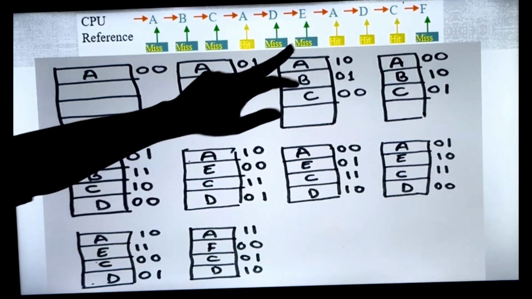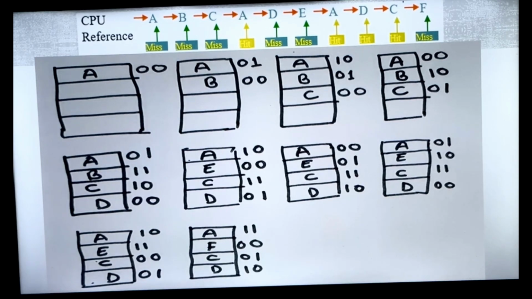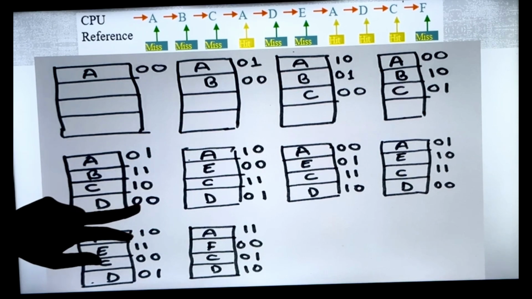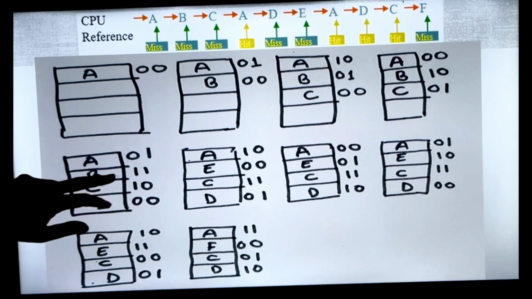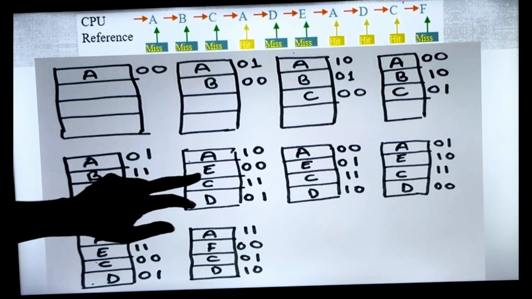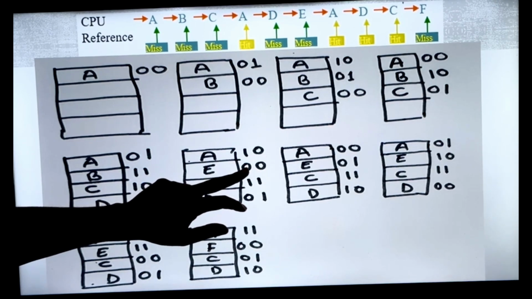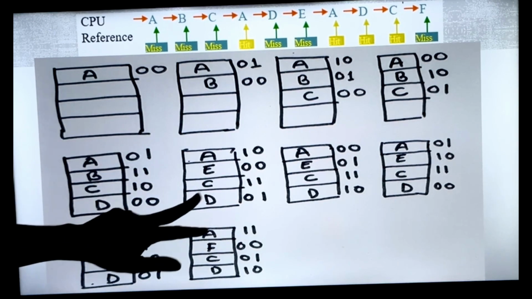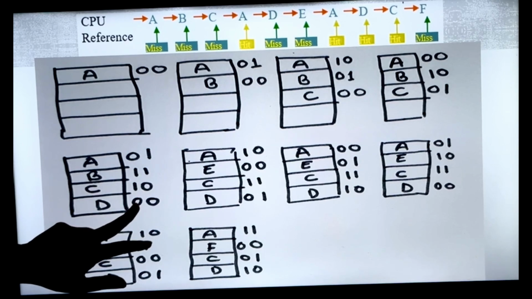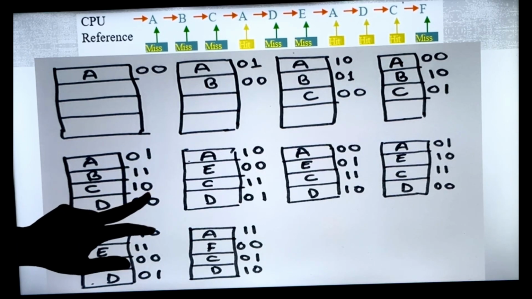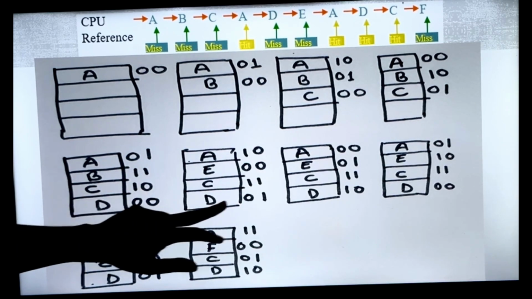Fine. Next you have E. So now where will you insert E? See here. From these numbers, which one is the oldest one? 11, I said. Where is 11? Here. So you just eliminate B and insert E here. Now E will become the recent one, so 00. And the rest all is just increased by 1. This one will become 01, this one will become 10, and this C will become 11.